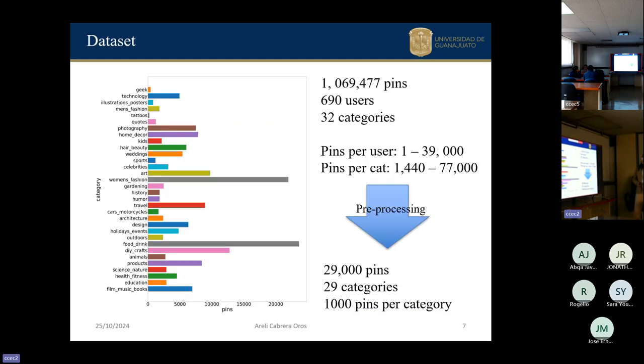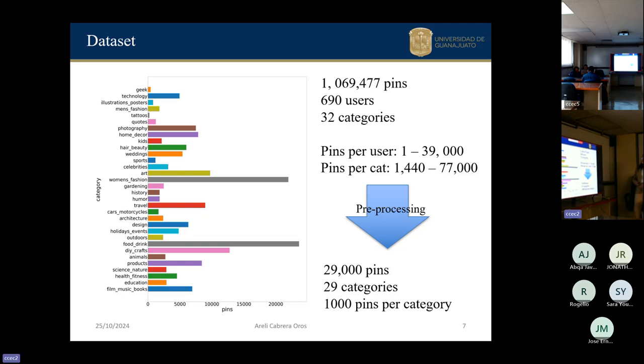At first, our dataset was composed of more than 1 million pins, 600 native users, and 32 categories. These are some statistics about our initial dataset. And then we made a preprocessing phase. In the preprocessing, we only took into consideration the textual descriptions with more than 4 words, and we deleted all the duplicate and corrupted images. After these preprocessing steps, the disposition of our data is shown in the plot.